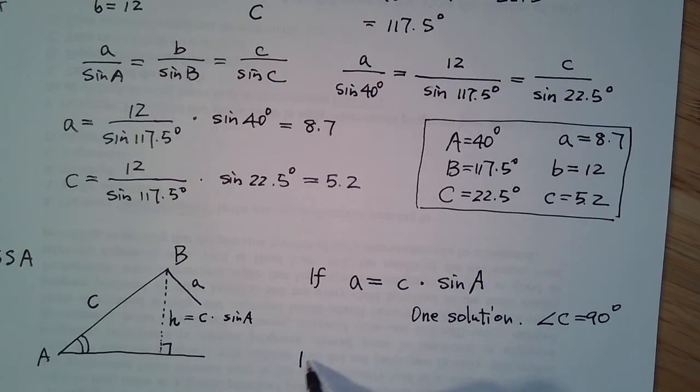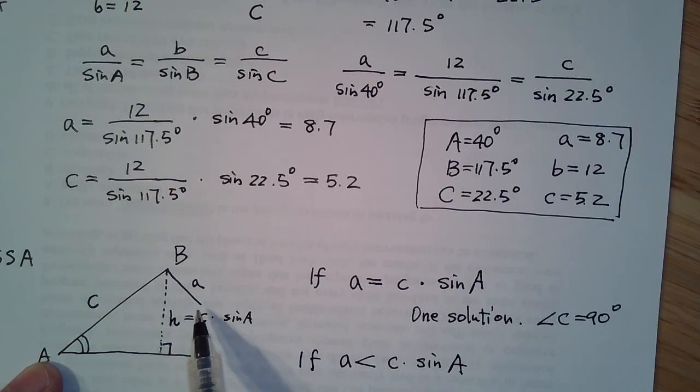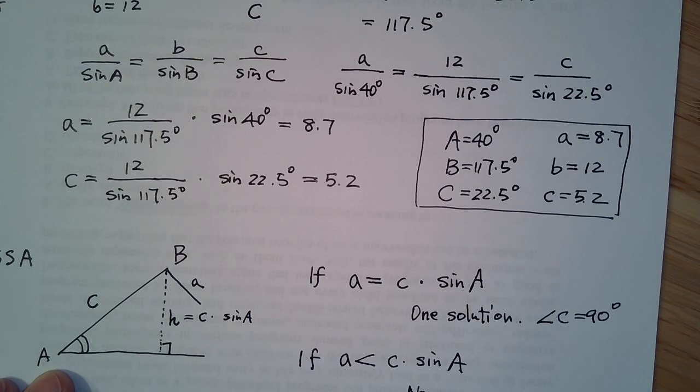The second one, what about if a is less than c times sine A? If a is shorter than H, then the problem is, I know this angle and here is the c, and here I know the side. I just don't know how long it is. But my side a, just like what I'm drawing here, is too short. It would not be able to touch this. Therefore, there's no solution. You can tell this side a is too short. It won't touch it.